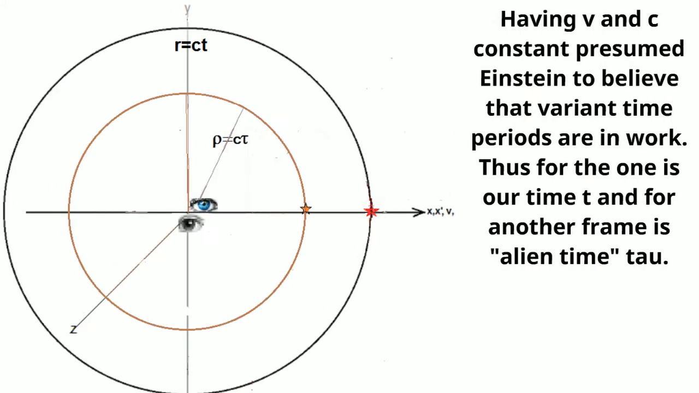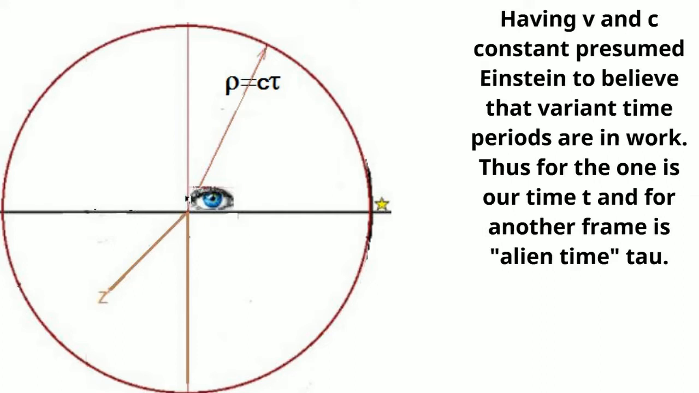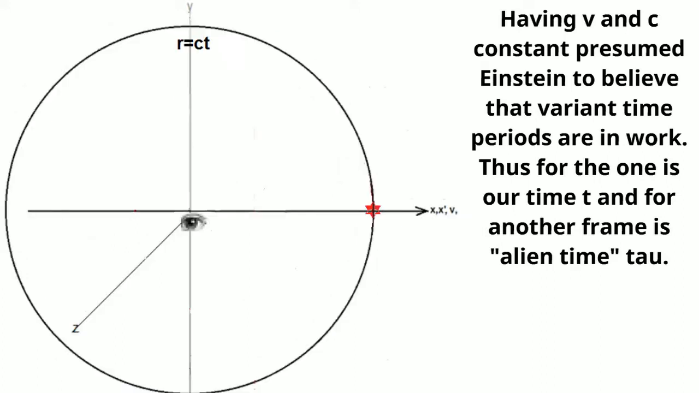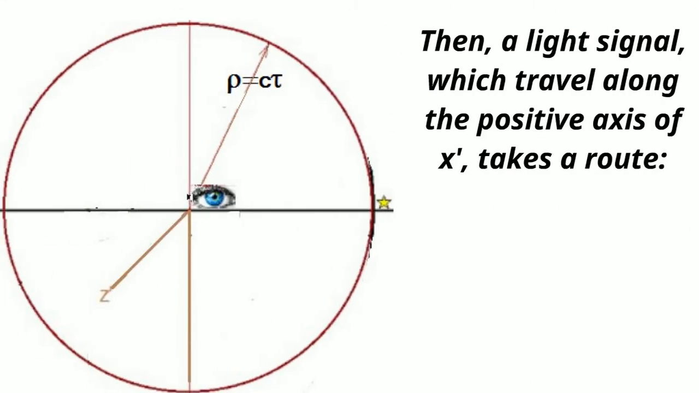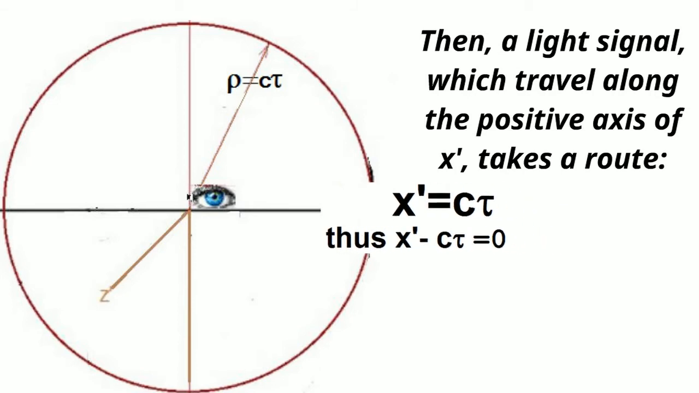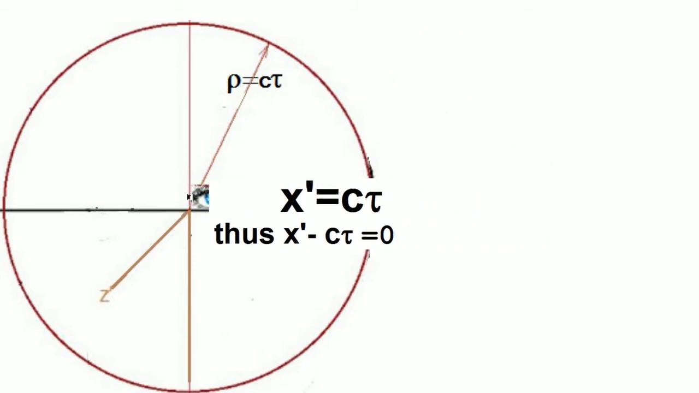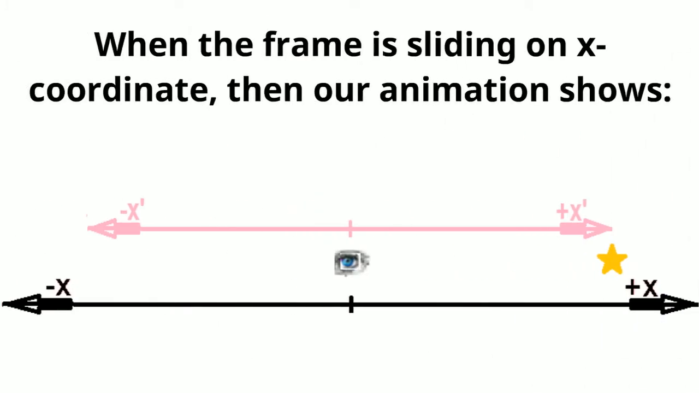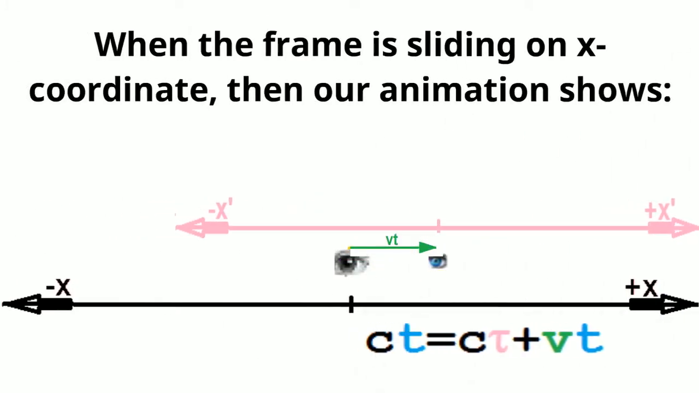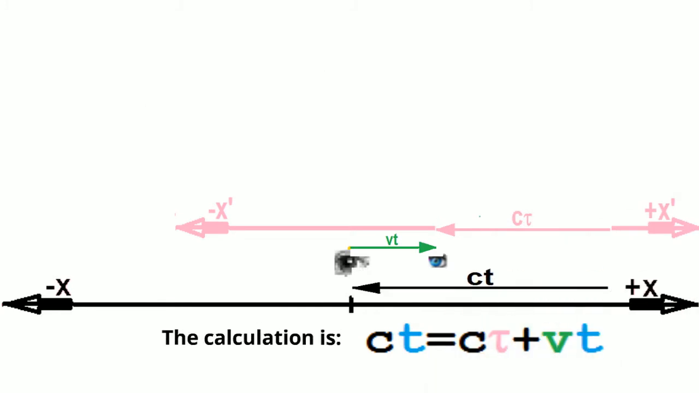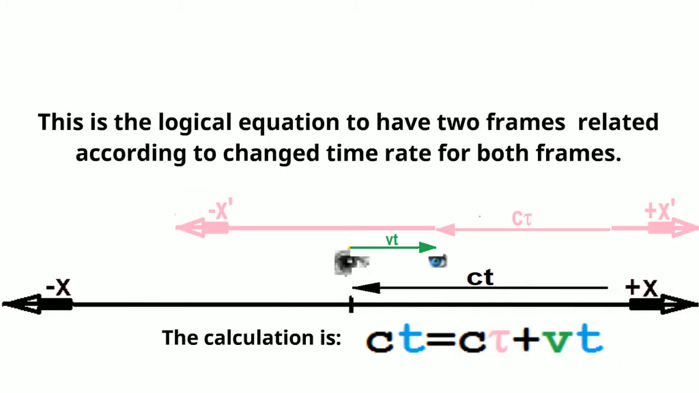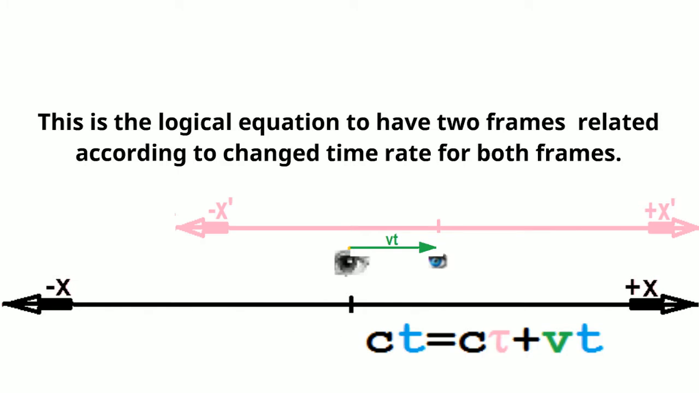Having v and c constant presumed Einstein to believe that variant time periods are at work. Thus, for the one it is our time t, and for the other it is alien time tau. Then a light signal, which travels along the positive x prime axis, takes a route x prime equals c tau. When the frame is sliding on the x coordinate, then our animation shows ct equals c tau plus vt. This is the logical equation to have two frames related according to a change of time rate for both frames.